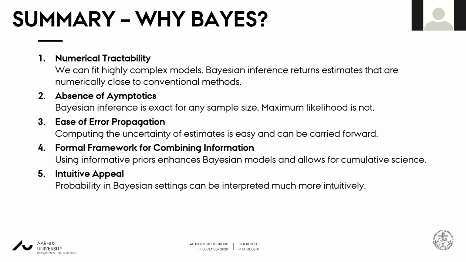The next one, and probably most exciting for me right now, is the ease of error propagation. So you can compute the uncertainty of estimates, which is super easy because you just have a distribution. And then you can carry these distribution estimates of certain parameter values forward. Whereas this is much more difficult in frequentist statistics. And as a matter of fact, most people only work with point estimates, which really take away a lot of the information as to the uncertainty or the error around our point estimates.